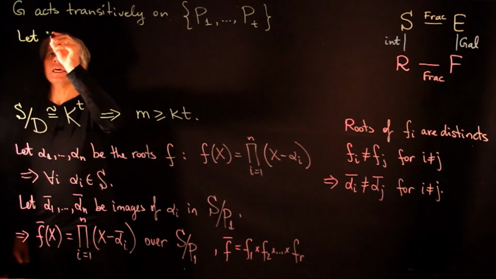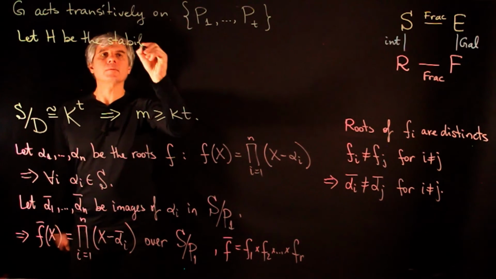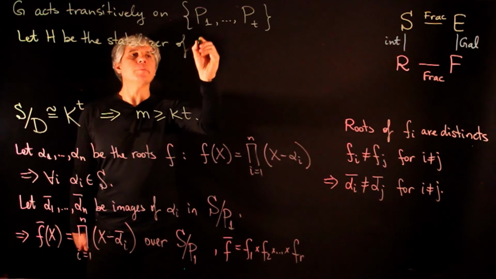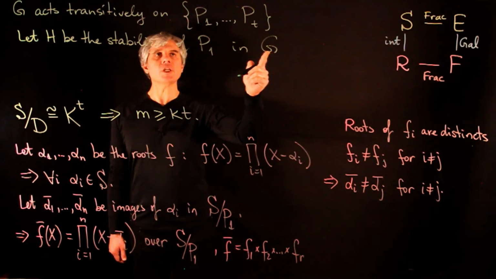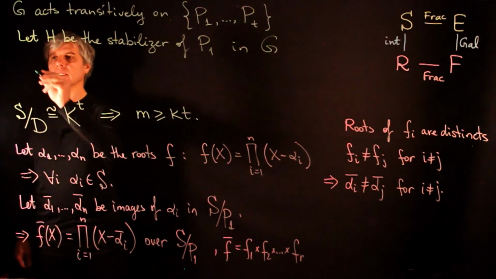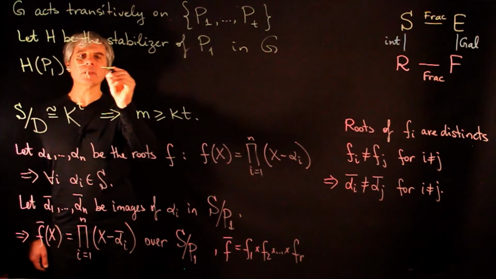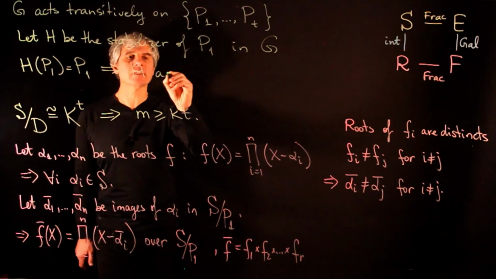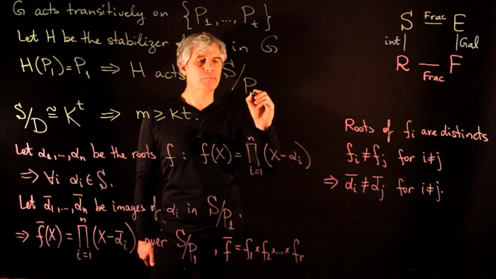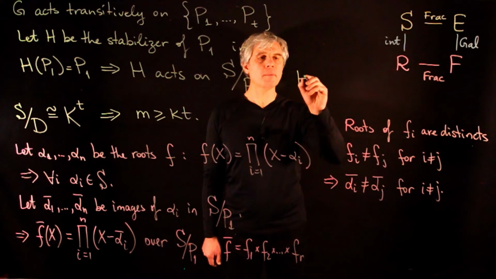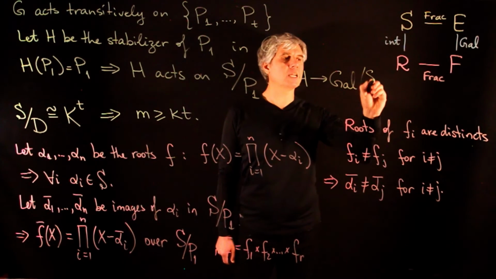Let H be the stabilizer of P1 in G. These are all elements of G that do not move P1. Since H of P1 is P1, this tells us that H acts on S quotient by P1. And so we have a homomorphism from H to the Galois group of this finite field.